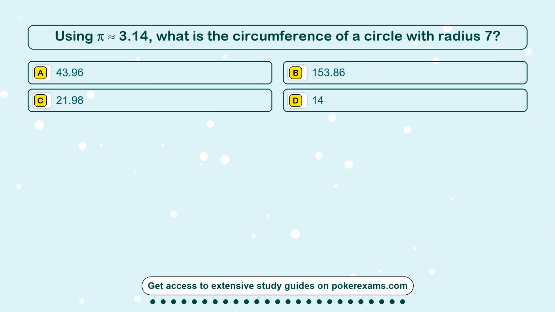Question 17. Using pi as 3.14, what is the circumference of a circle with radius 7? Option A, 43.96. Option B, 153.86. Option C, 21.98. Option D, 14.